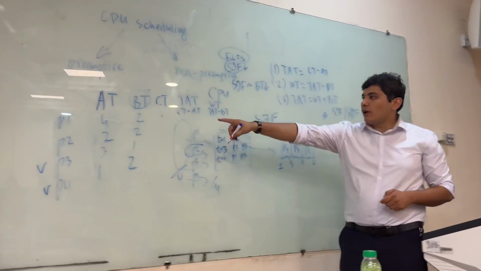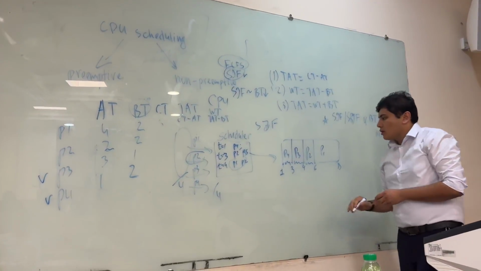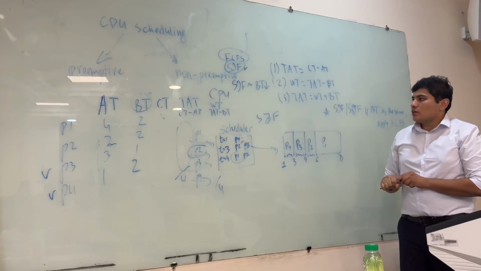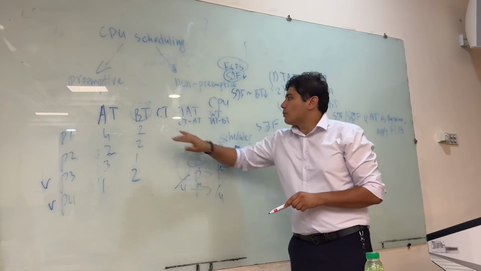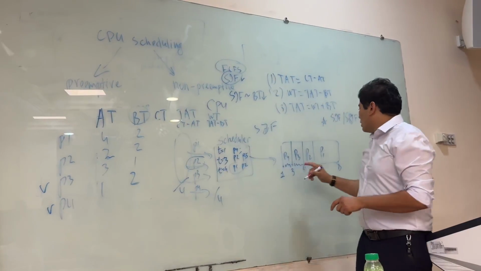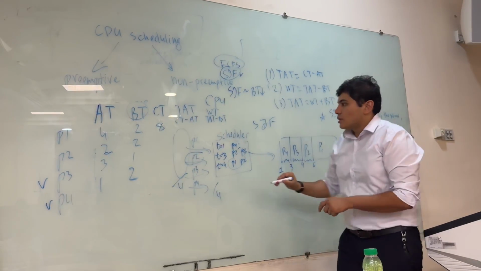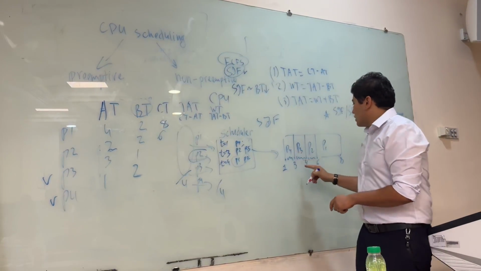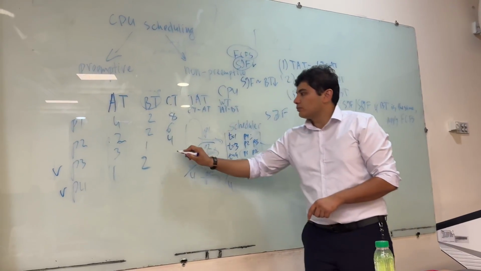And then the next one we have is simply P1, right? P1 is going to be till 8. So this is how it's going to look. This is our Gantt chart. For this one, completion time for P1 is going to be 8. For P2, it is 6. For P3, it is 4. And for P4, it is going to be 3, right?